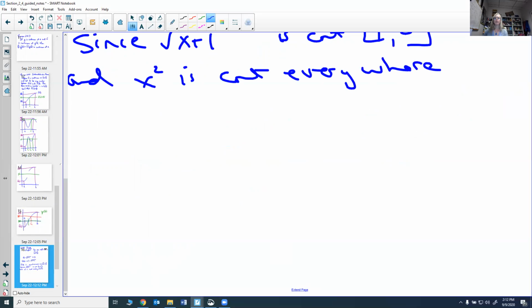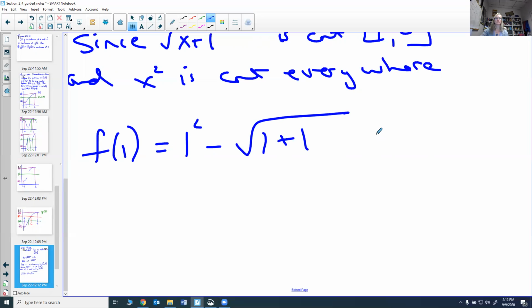So now what we have to do is find out what f of 1 is. f of 1 is 1 squared minus the square root of 1 plus 1. So it's 1 minus the square root of 2, which is a number less than 0. Because remember, we're looking at the interval from 1 to 2, so we want to look at what happens at those endpoints. We know we're continuous, so we're now just going to look at the endpoints.